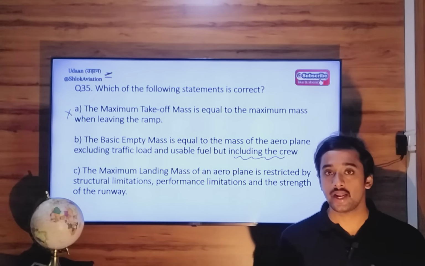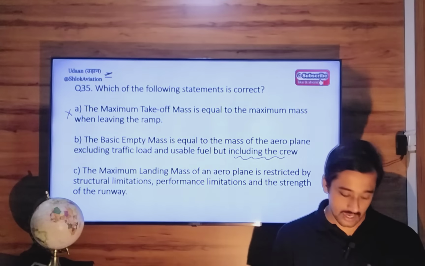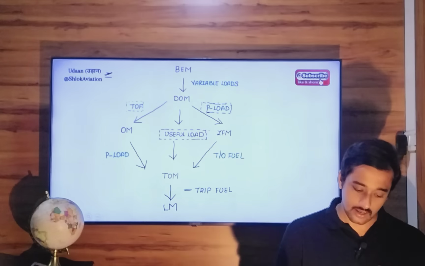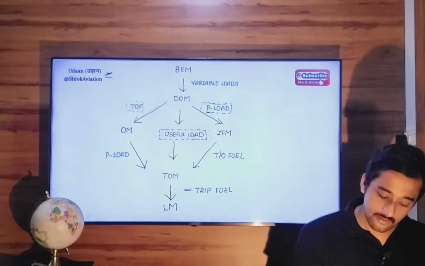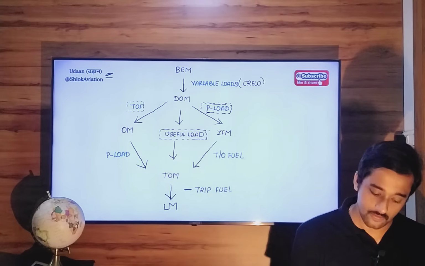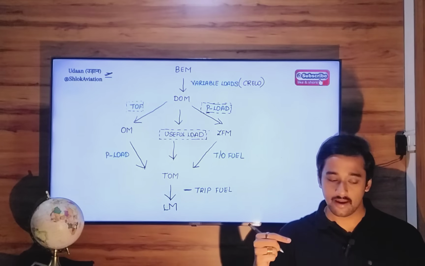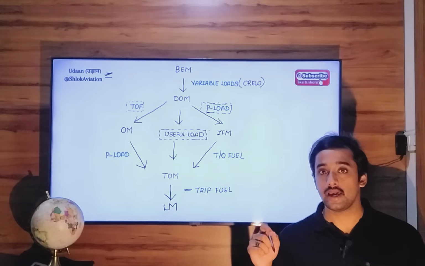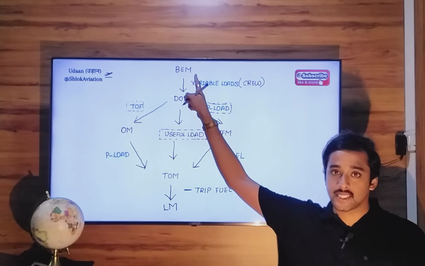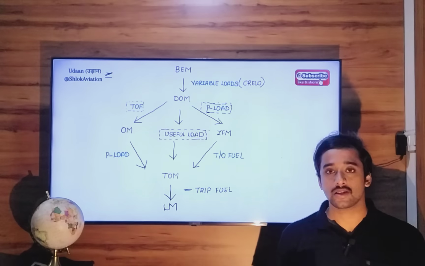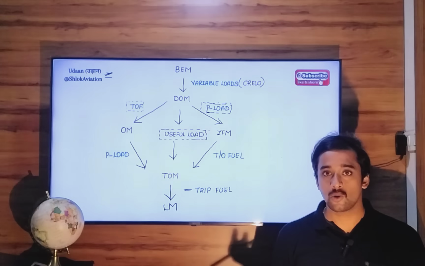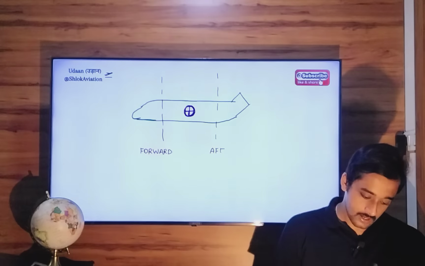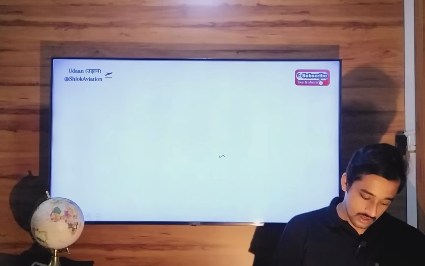Okay, crew is included in dry operating mass, not basic empty mass. So if you check this thing, variable load is where you have crew mass or crew load. Now basic empty mass plus crew or variable load gives you DOM or dry operating mass. Okay, so crew or variable load will be included in dry operating mass, not basic empty mass. In the basic empty mass, you only have the standard mass of your aircraft, unusable fuel, oil, all those things. So question number 35, Bravo will also be wrong.